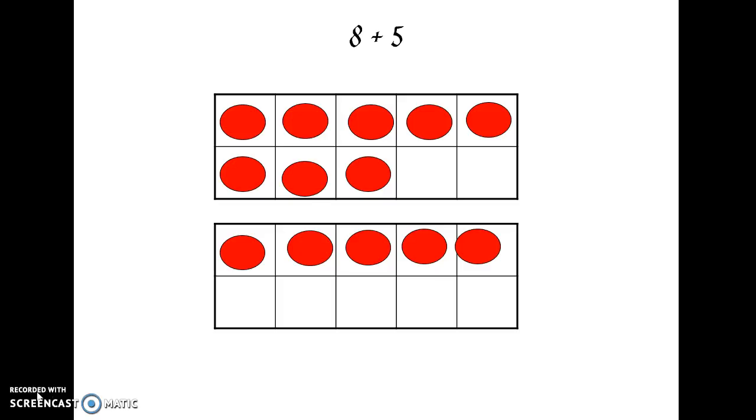Okay, everyone, let's do that. Right now, move your 2 from the bottom 10 frame up to the top 10 frame. Just like that. Now, the problem at the top of the screen is 8 plus 5.